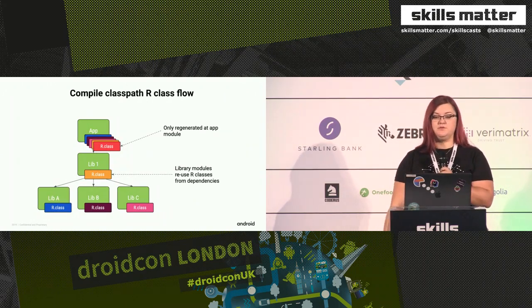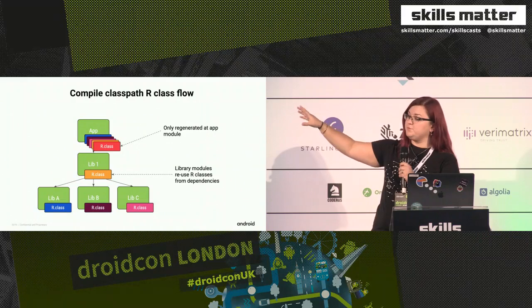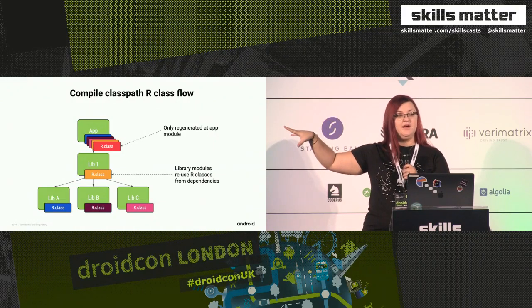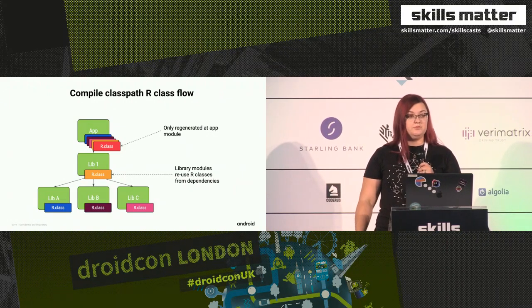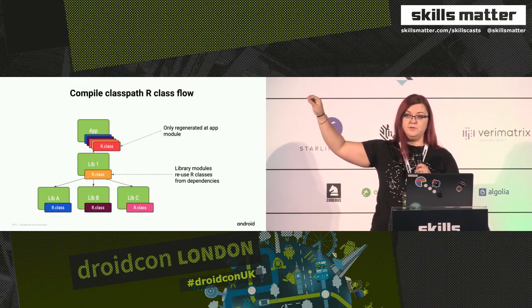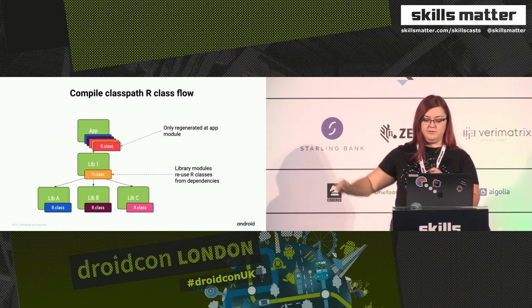So what we started doing in 3.6 is using compile class path R class flow, which is a mouthful, but what it means is that we started reusing the R classes from libraries. So now A, B, and C still generate their own R classes, but library 1 doesn't regenerate them. It reuses those, just puts them into its own compile class path, and so there's no need to regenerate them again and again and again. We still need to regenerate them only in app modules, because that's when we get the final IDs, the IDs that are used at runtime. So that's why we need to regenerate them there.